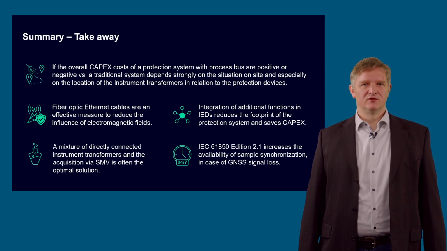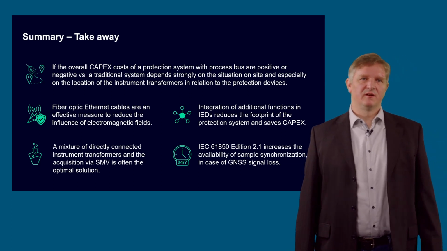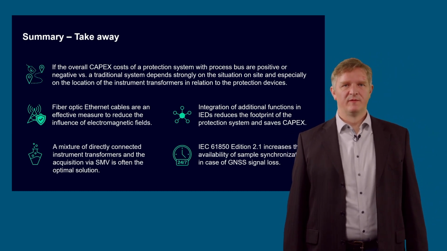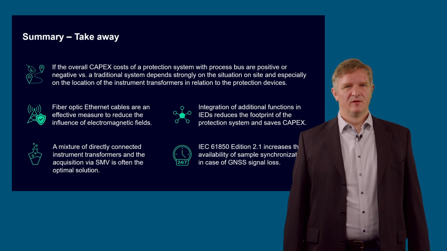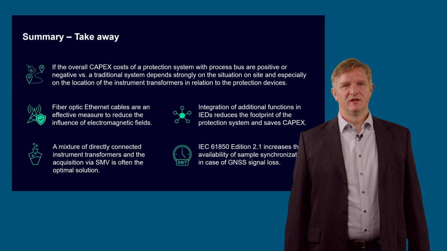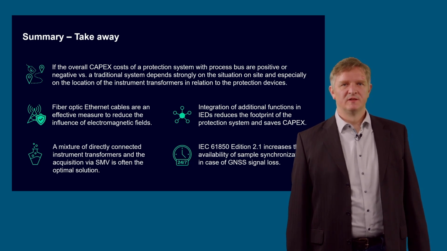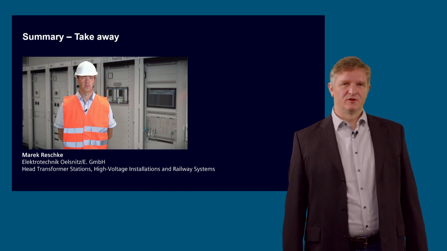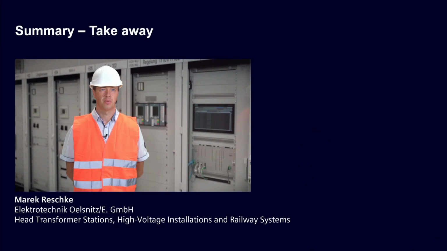IEC 61850 edition 2.1 allows independence from global navigation satellite system based PTP synchronization for sampled values. Therefore, it increases the availability of protection, and I like to stress it again, because of the importance, edition 2.1 ensures also proper protection operation in multi-vendor installations. With that, and my strong recommendation that 61850 edition 2.1 should be used in a modern process bus installation, I would like to share with you a statement from Mark Reschke, who led the technical protection concept for the UW Sandersdorf project.